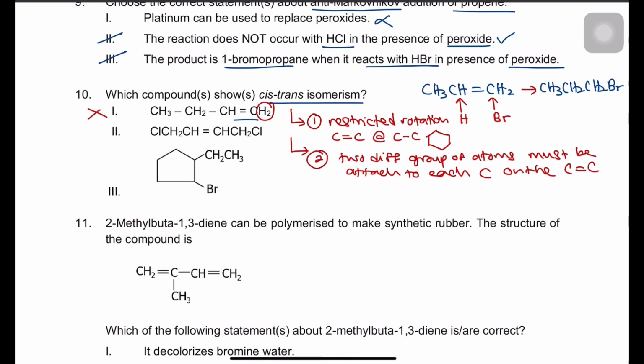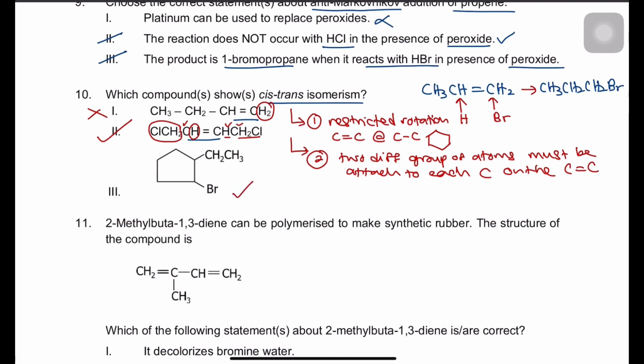Let's look at option number 2. Do we have restricted rotation? Yes, since that is a carbon-carbon double bond. And what about the groups of atoms attached? On the first carbon over here, we have hydrogen and another large group of atoms. So that's two different groups. Similarly, we have two different groups of atoms on the right as well. So option 2 can.